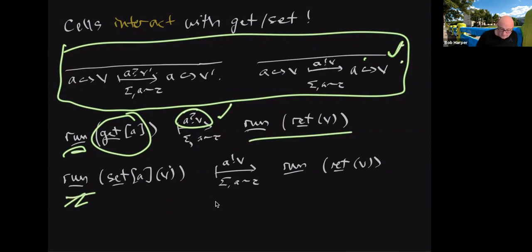And a similar thing happens here. If I'm running a set, then I announce to the server, you should change your value to B, and then it returns that value. Okay? So that's how it's done.